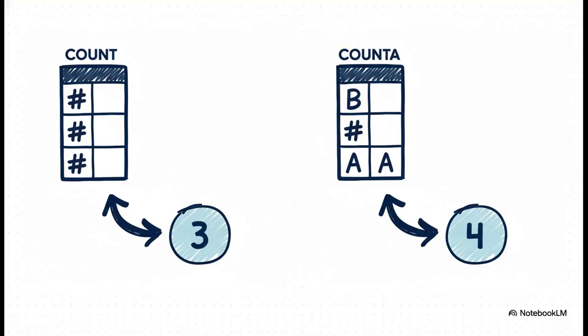Now this is interesting. A subtle but super important difference between count and counter. See, if you use count on a column of product names, you're going to get 0. That's because it only counts numbers. Counter, on the other hand, counts any cell that isn't empty, which makes it perfect for things like inventories or contact lists. Getting this right is absolutely key for accurate counts.